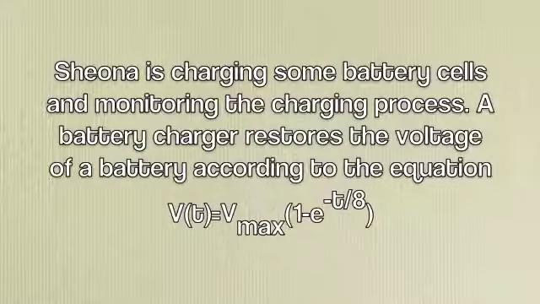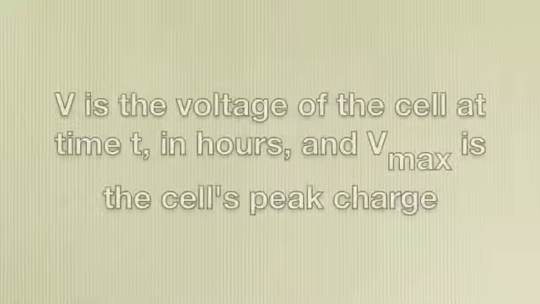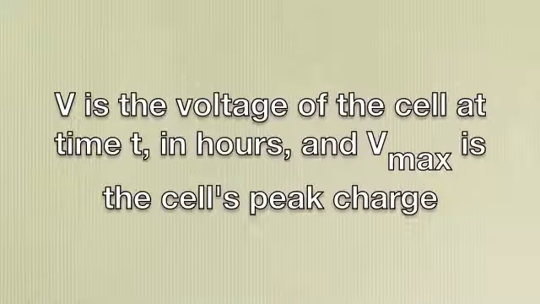The question is, Shauna is charging some battery cells and monitoring the charging process. A battery charger restores the voltage of a battery according to the equation V of t is equal to V max bracket 1 minus e to the power of negative t over 8. V is the voltage of the cell at time t in hours, and V max is the cell's peak charge.